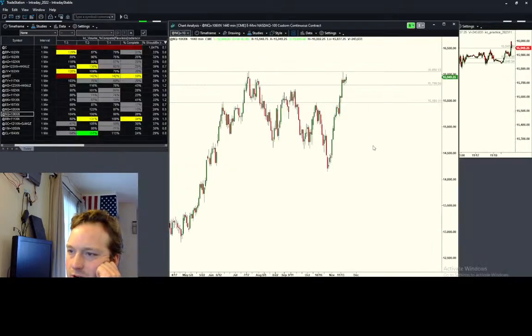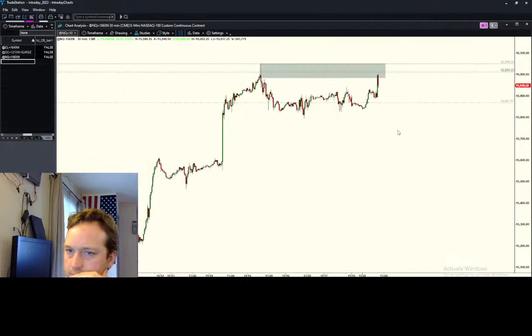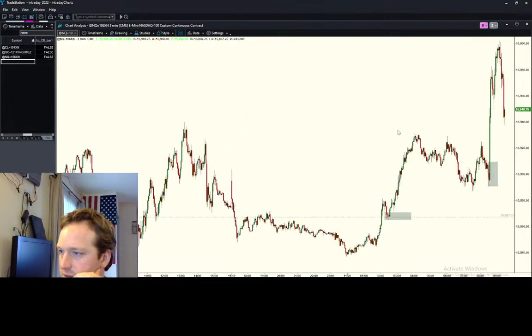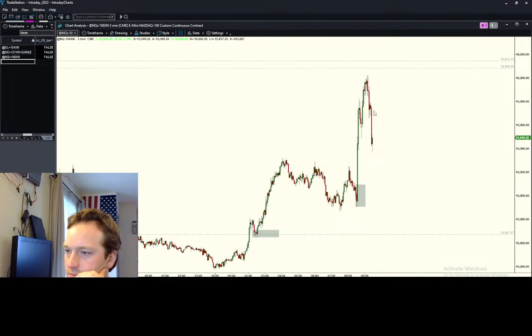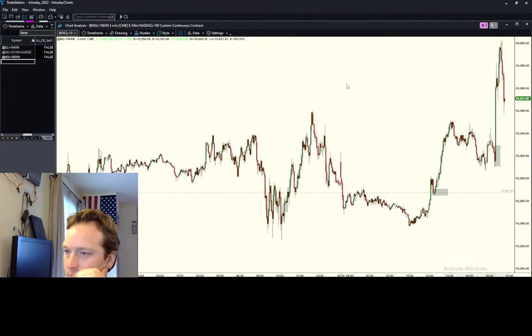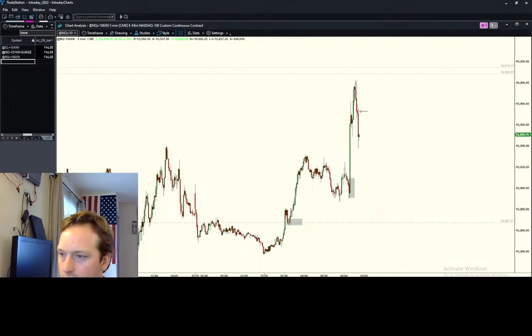Look at the daily chart. Wow. So this has come back really good. This could go lower. Don't know where it's gonna go. Just gonna listen to the chart.